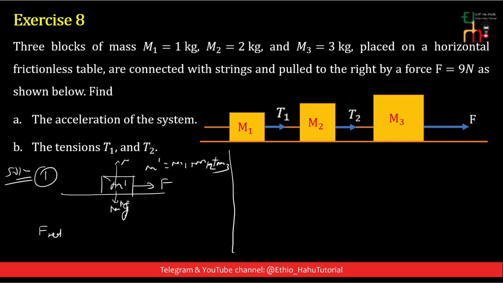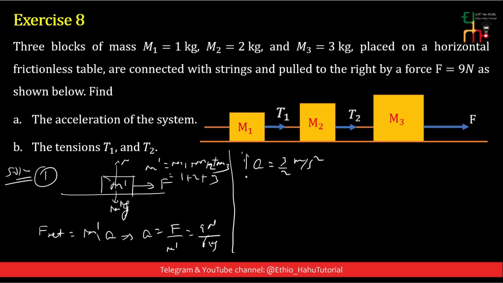Therefore, net force is equal to M prime times acceleration. The acceleration of the system can be obtained from this. This implies A is equal to F, the net force acting on M prime, divided by M prime. F is 9 Newton. M prime is M1, 1 kilogram, plus M2, 2, plus M3, 3. 1 plus 2 plus 3 is 6 kilogram. Therefore, acceleration is equal to 9 divided by 6, which is 3/2 meter per second squared.